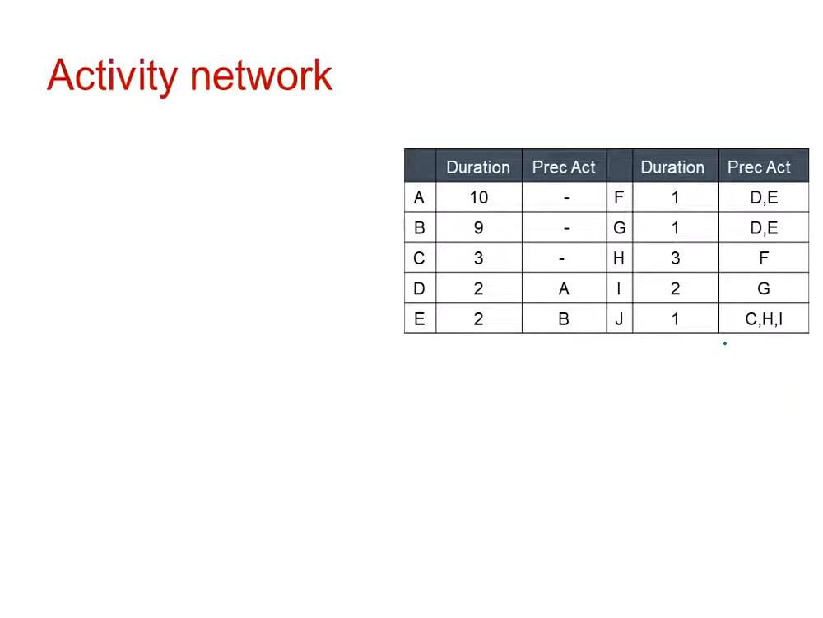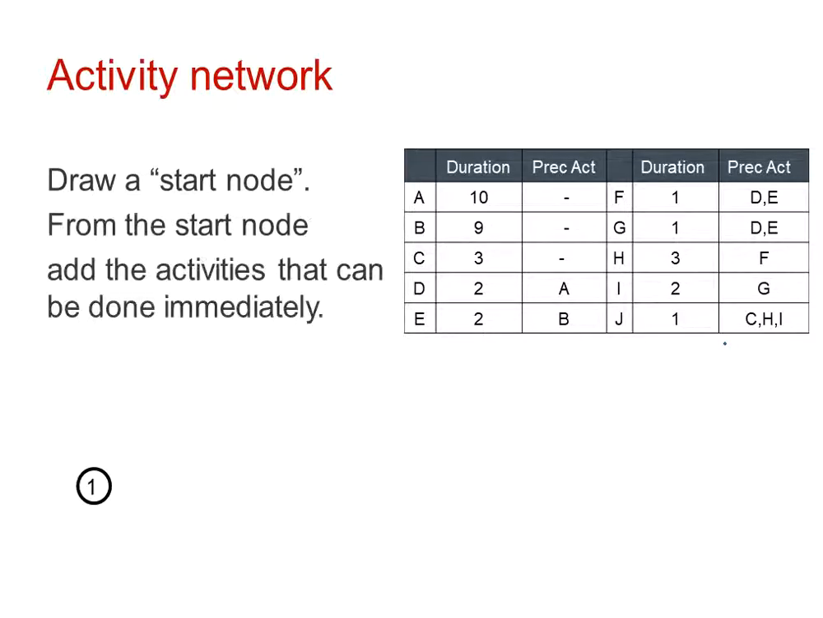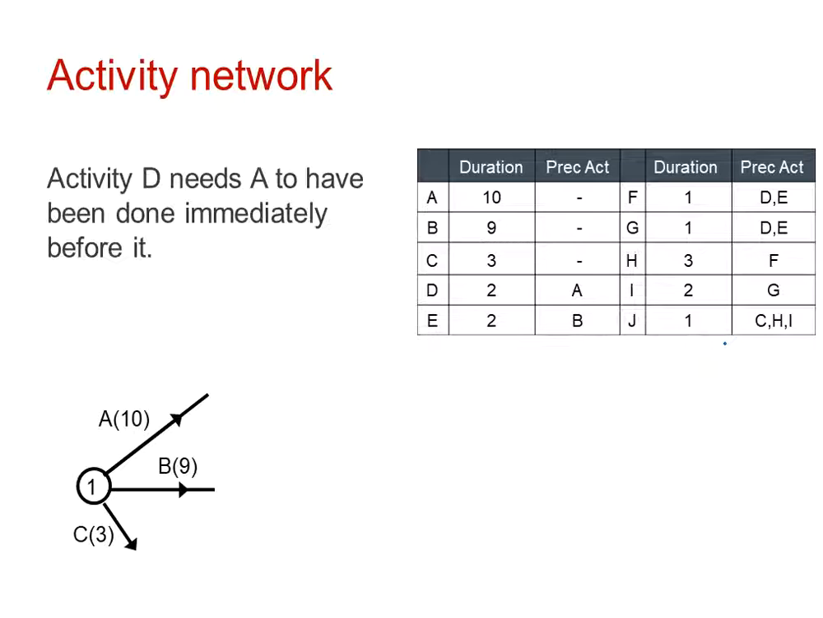So now we're going to create an activity network for this scenario. We start with the start node. And we look for the activities which have no precedence, and they would be A, B, C. So we can add A, B, C to the diagram. Now we look at D. D needs A to be finished before it can start. So we can add a node to the end of A and we can start D.